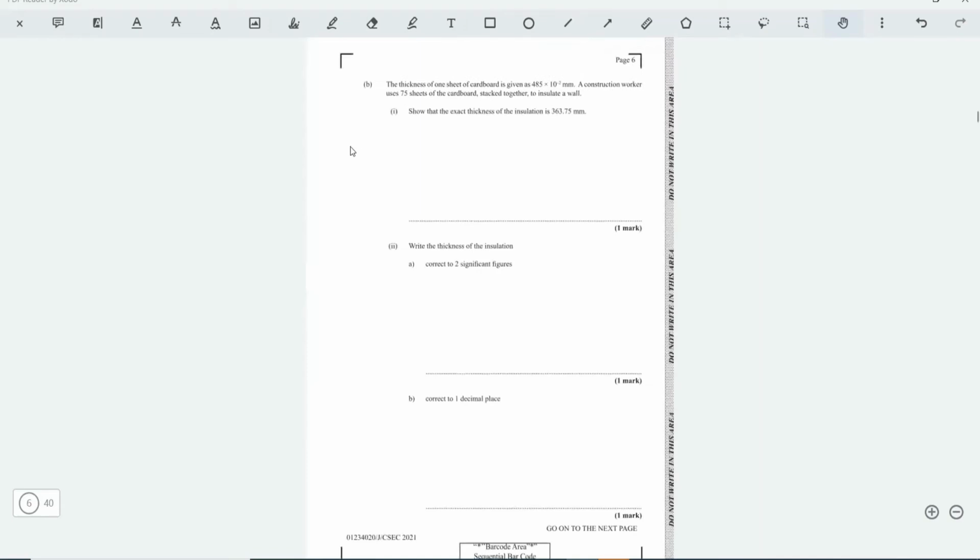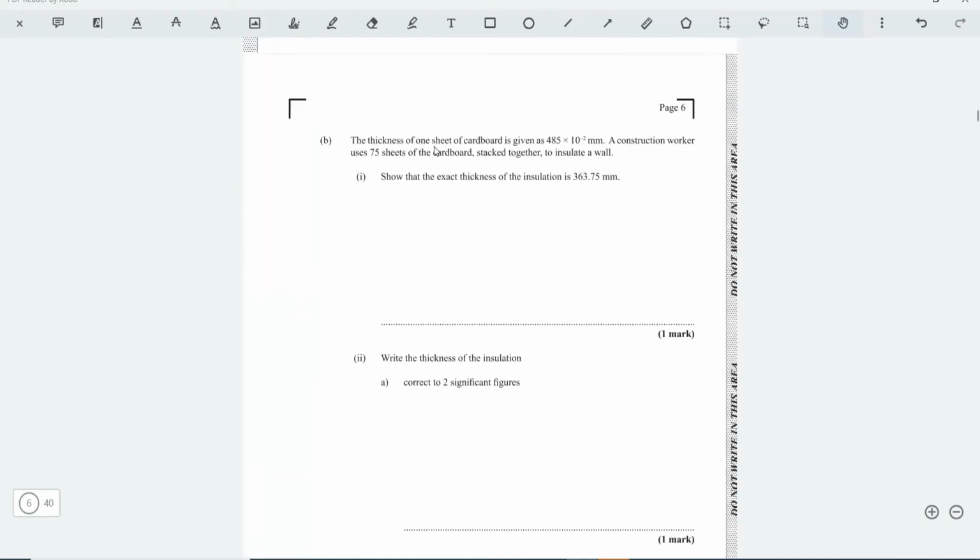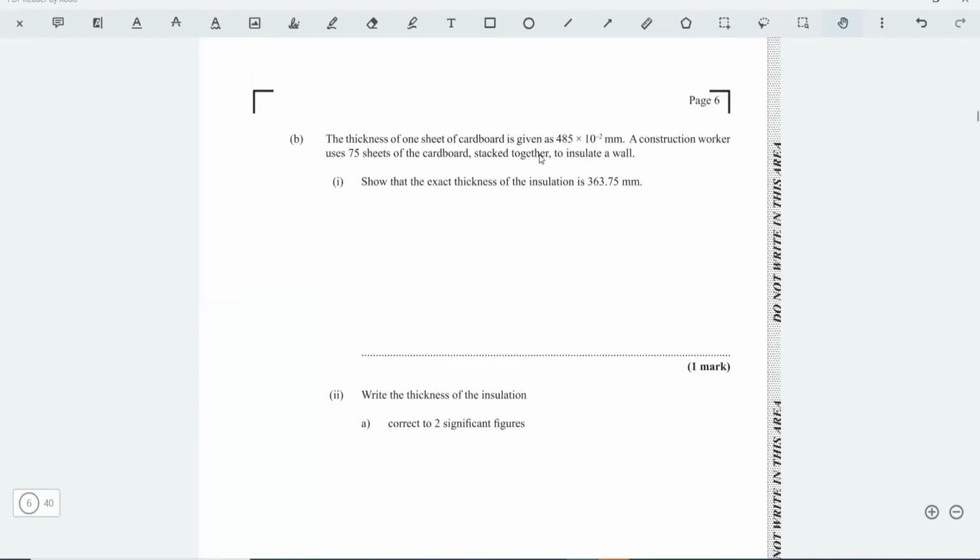All right, part B. Part B says the thickness of one sheet of cardboard is 485 times 10 to the minus 2 millimeters. A construction worker uses 75 sheets of cardboard, stacked together. Show that the exact thickness of the insulation is 363.75. The exact thickness is just multiplying 485 times 10 to the minus 2 times 75. I'm going to call this thickness.